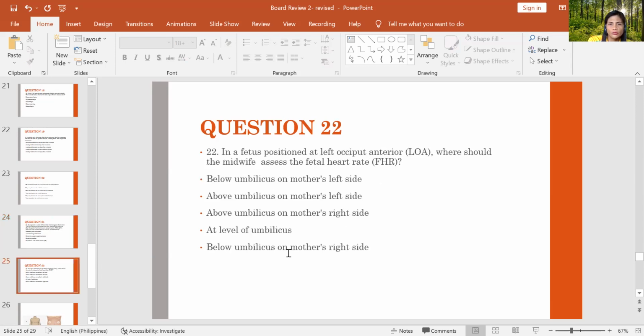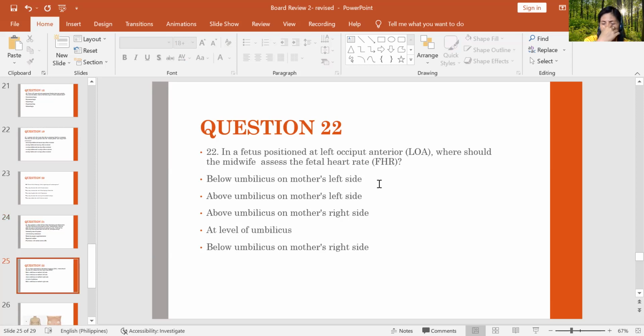Next, let's move on to question number 22. In a fetus positioned at left occiput anterior, where should the midwife assess the fetal heart rate? Below the umbilicus on mother's left side, above the umbilicus on mother's left side, above the umbilicus on mother's right side, at the level of umbilicus, or below umbilicus on mother's right side. The correct answer for this is below the umbilicus on the mother's left side.